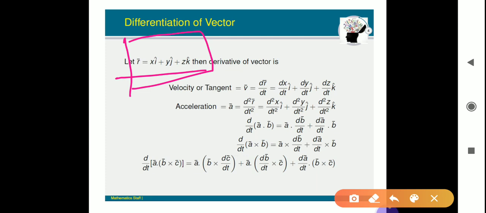Always remember this, because we have to use it the maximum time. r bar is x i bar plus y j bar plus z k bar. Now suppose the equation of a curve is given in x, y, z, and the question asks to find velocity, tangent vector, and acceleration vector.